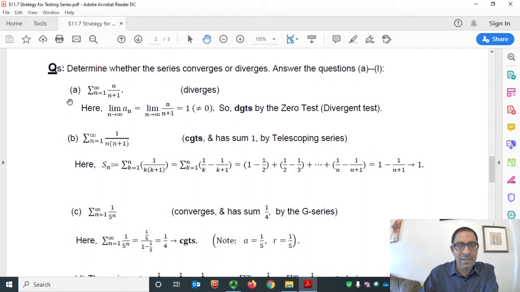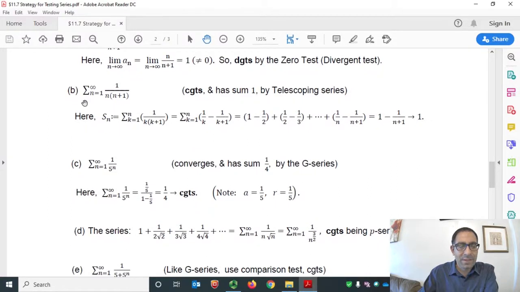So, part A, the given series is summation, n runs from 1 to infinity, of n over n plus 1. Here, let's use the zero test. The limit as n goes to infinity of a_n is the limit as n tends to infinity of n over n plus 1. Then you factor n out of the denominator, cancel the n, and take the limit. It turns out to be 1, which is not equal to 0. So it fails the zero test. That means the series diverges.